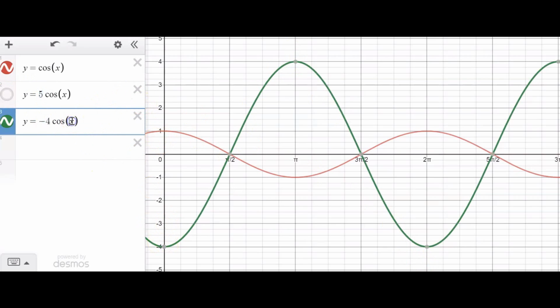All right, last thing we're going to do is see what happens when there's a number multiplied by the x in the middle.